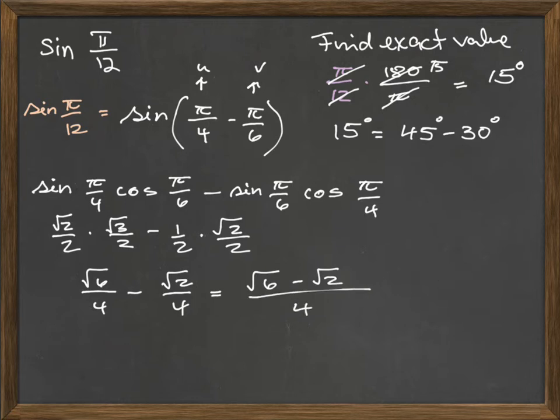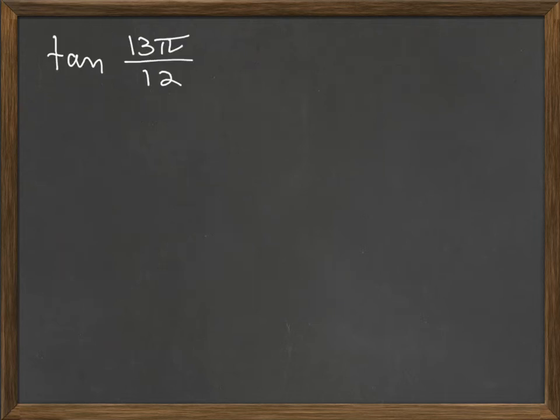No decimals. If you were to use your calculator to find the sine of pi over 12, you get some kind of decimal approximation. That's the exact answer. What time do we have? Okay. What else are we going to do? Let's see. A tangent. 13 pi over 12.